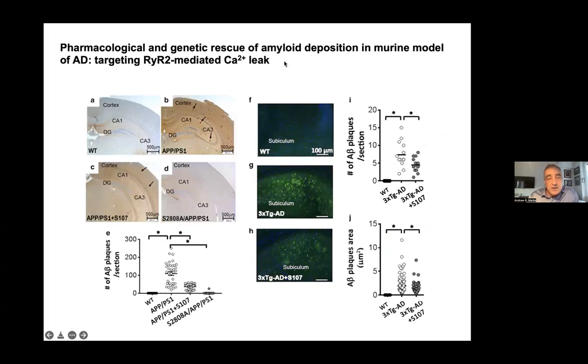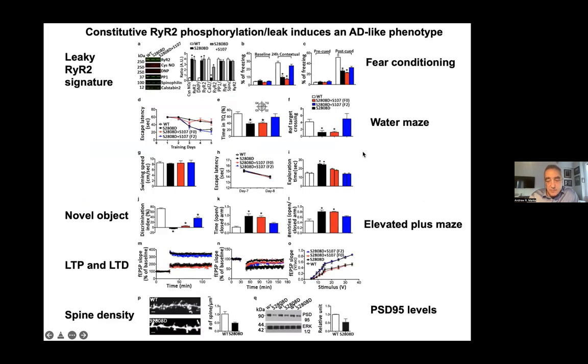And finally, we looked at amyloid deposition in these mouse models. In the APP PS1 mouse model, they express the human form of amyloid, which can be detected with an antibody, and that's shown here in panel B. And again, either treatment of the mice with S107 or crossing them with a non-leaky ryanodine receptor mouse prevented the deposition of the amyloid, as shown here and quantified in the rest of the slide.